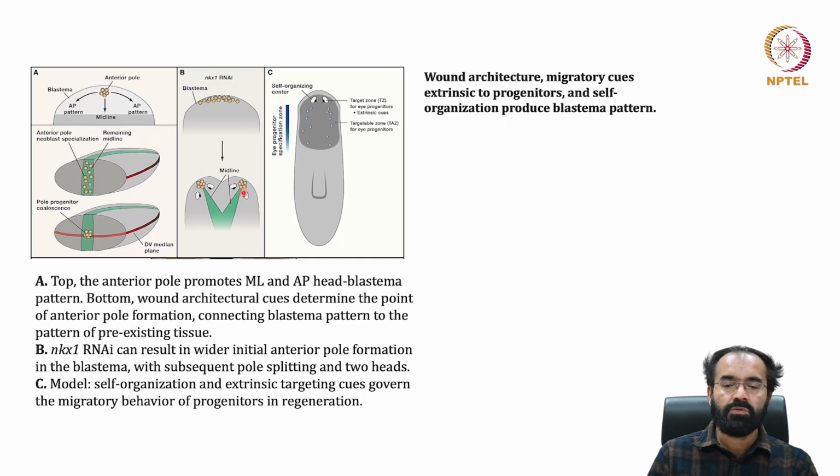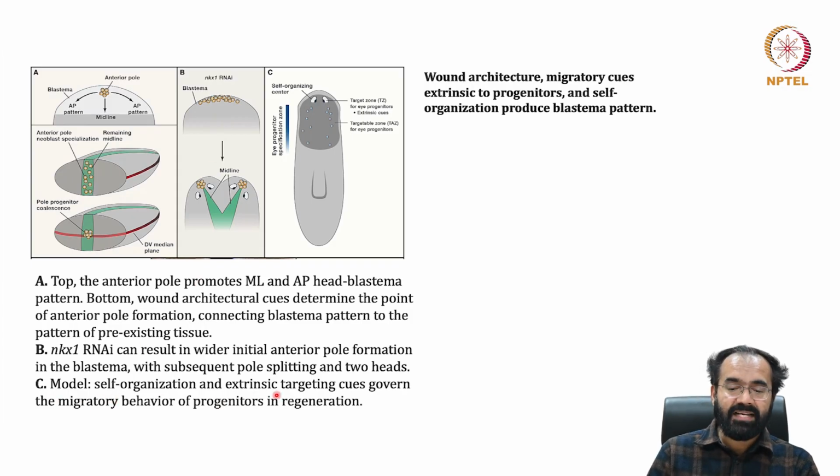This will eventually lead to two head formation because there are two cones and both of them are trying to align with the midline and the lateral line. This DV median plane and the median line, both together are confused and you end up getting two heads. That is the issue that you can create with the NKX RNAi.